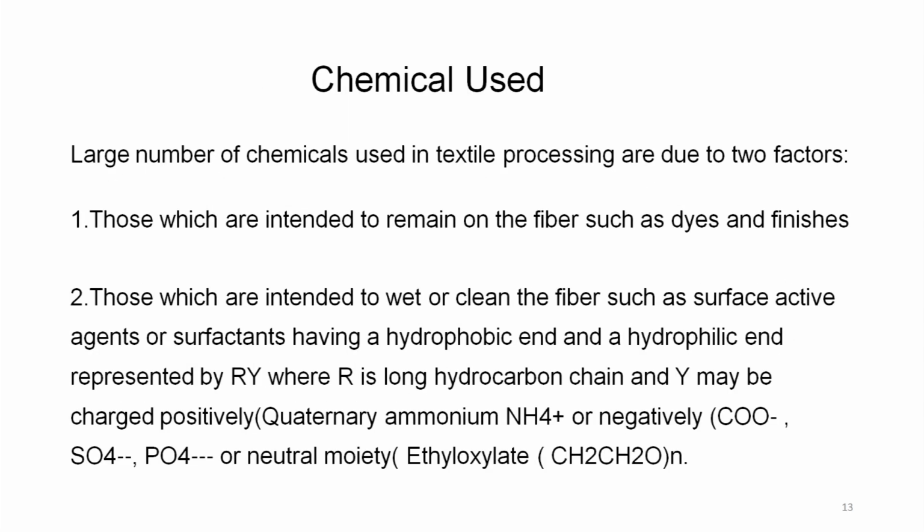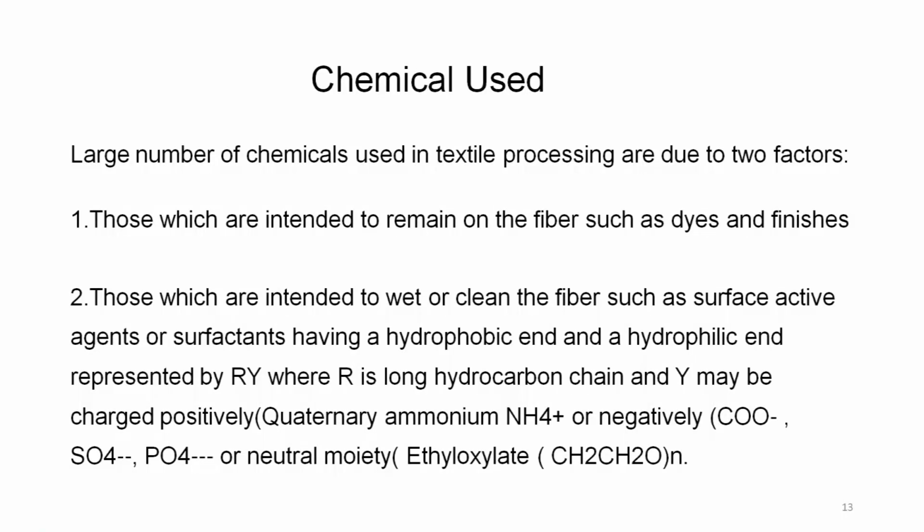Now the chemicals that are used in textile processing, because in this chapter we are trying to understand the different textile processing chemicals or chemistry. So, having understood about the textiles, now let us see what chemicals are being used. A large number of chemicals are used in textile processing due to two factors: those which are intended to remain on the fiber such as dyes and finishes, and those which are intended to wet or clean the fiber such as surface active agents or surfactants.